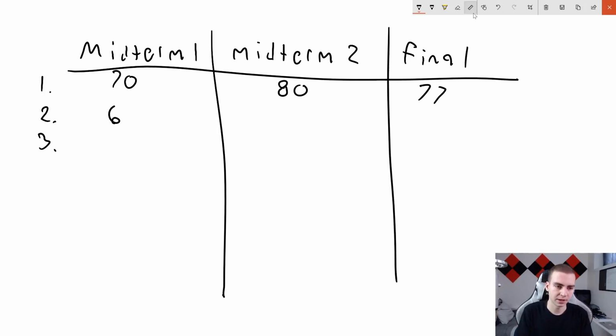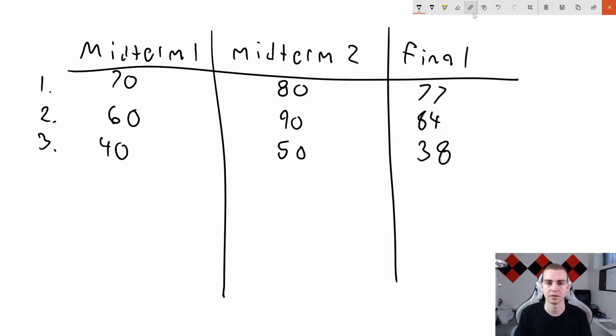Now for midterm 1, we can give someone a 60, maybe we give them a 90, and then we determine that the final grade on their exam was, let's say, an 84. And then we could do something with maybe a lower grade here, so 40, 50, and then maybe they got a 38 or something in the final grade.